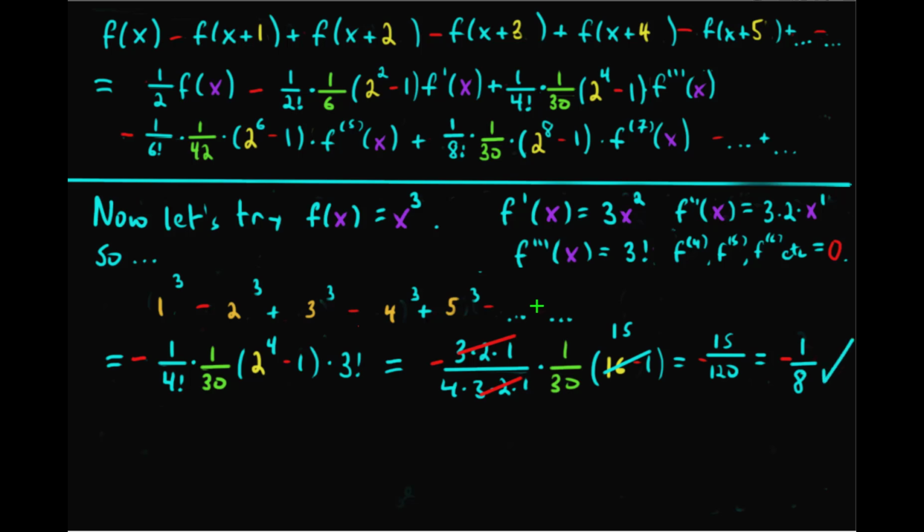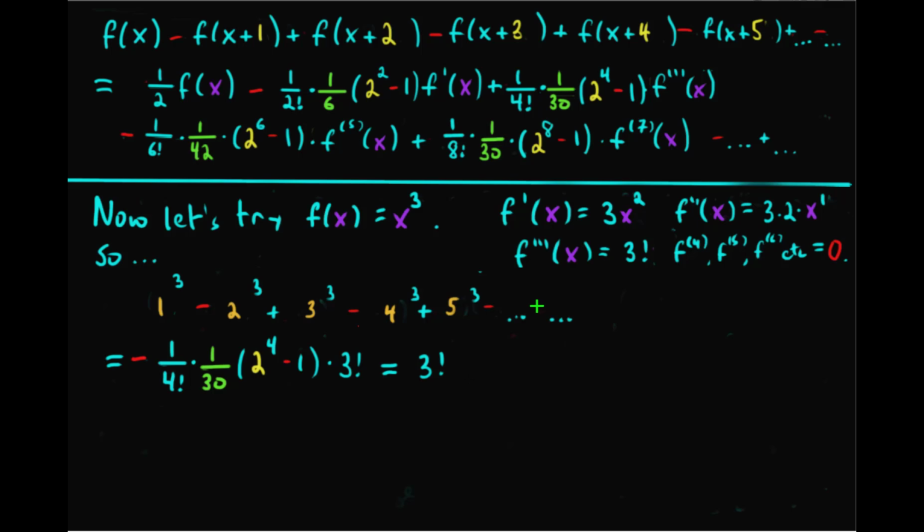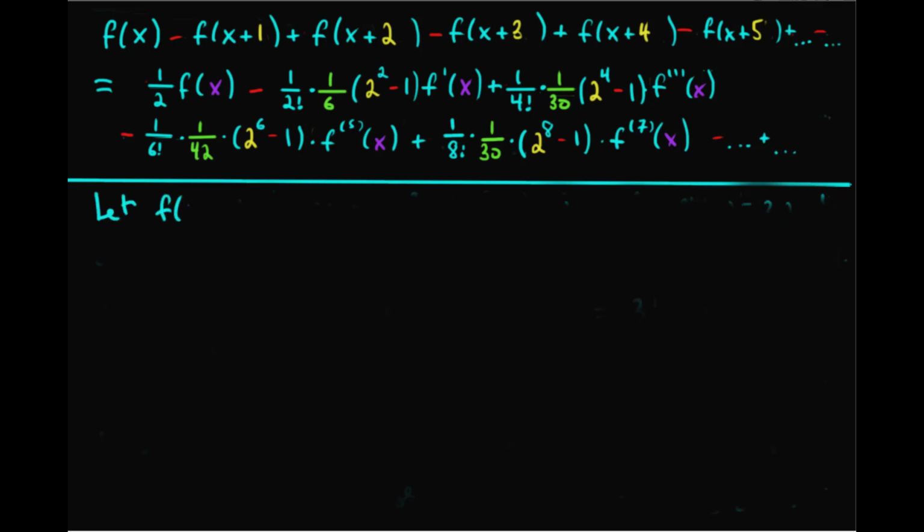But remember, negative 1 over 30 is the fourth Bernoulli number, b sub 4. So if I wanted to put this expression purely in terms of the Bernoulli numbers, I would write this as 3 factorial times b sub 4 over 4 factorial times the quantity 2 to the 4th minus 1. Now I think if we work through one last example, the pattern will become very clear.